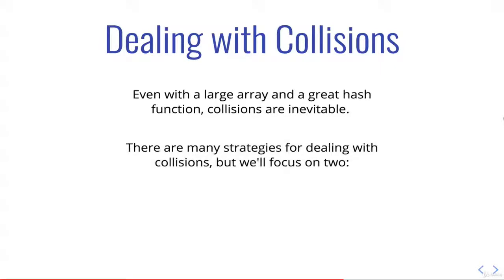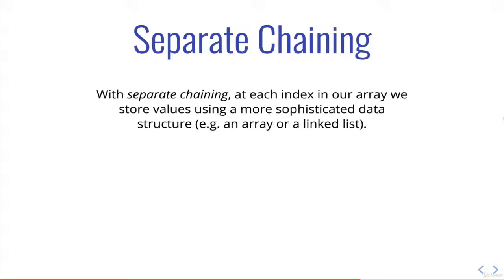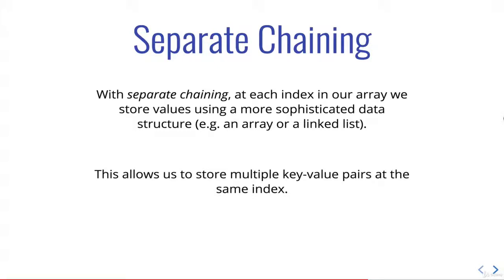There are many strategies for this, but I'm going to talk about two of them here: separate chaining and linear probing. So let's start by talking about separate chaining. What happens here is basically we just store the pieces of data at the same spot using another nested data structure. It could be another array or a linked list or something else, but we store them all together. We jointly store them, so we can store multiple key value pairs at the same position.